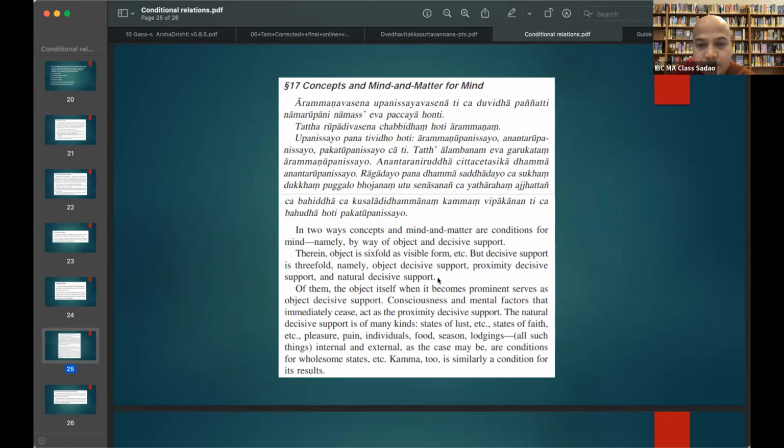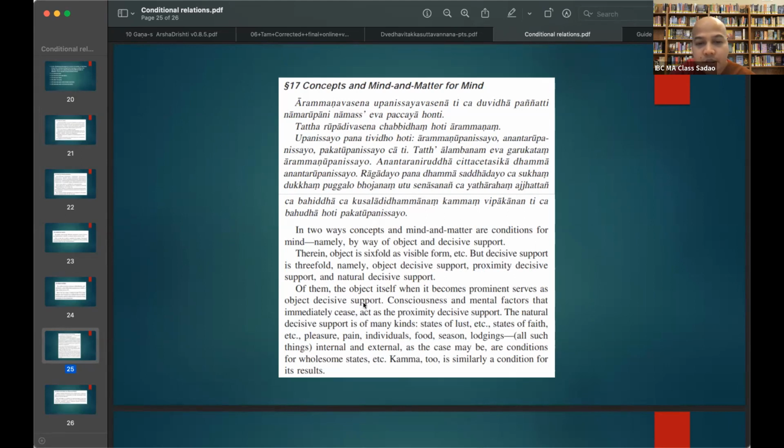Object decisive support, we decide a certain object. Proximity decisive support, object that is, probably closeness, or I don't know, its effect or whatever, its impact. And natural decisive support. So naturally you are inclined to a certain object.